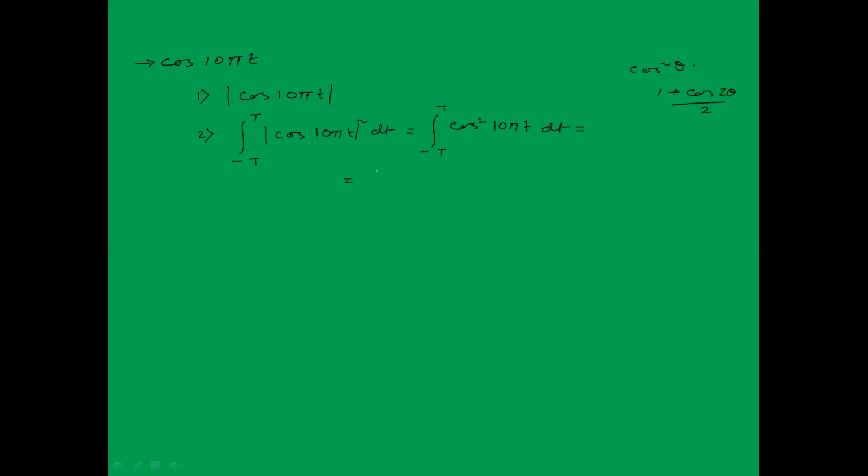So this equation can be written as half, integral from minus T to T, of 1 plus cos 20 pi t, dt. So now we will get half integral from minus T to T dt plus half integral from minus T to T cos 20 pi t dt.